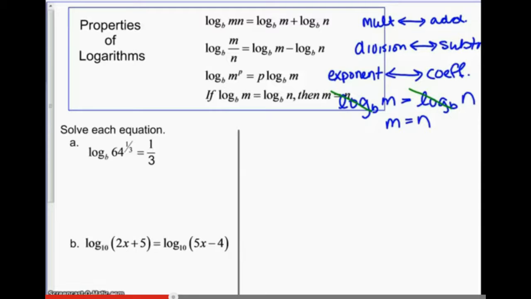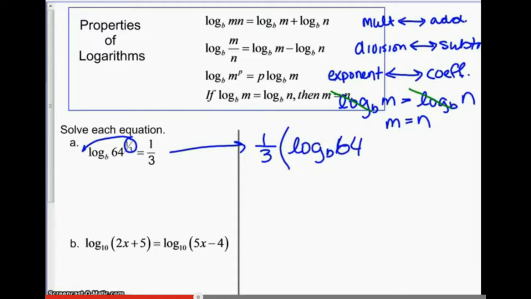The first one I notice here, log base b of 64 raised to the 1/3 power equals 1/3, is that we have an exponent here. And our rule says that exponents can become a coefficient. So that's the first thing I'm going to do. I'm going to make that 1/3 the coefficient of log base b of 64, and have that equal to 1/3.